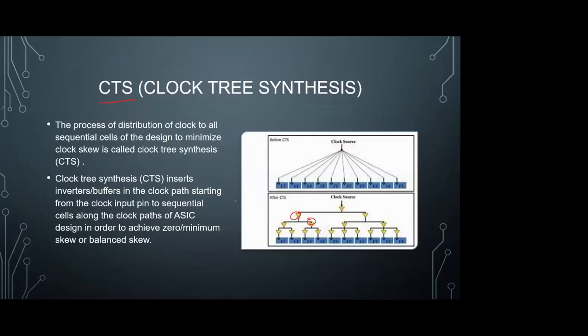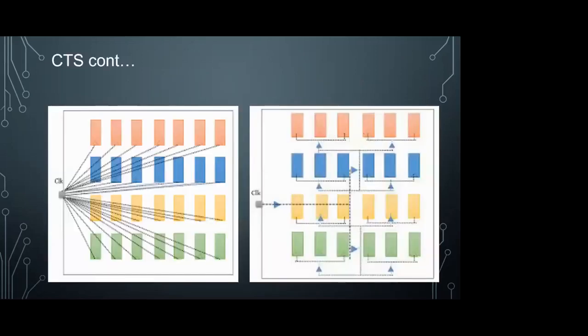So why inverters and buffers? There are two goals for us in CTS. One is the skew and the other is the latency. So this skew and latency should be minimum. So that is our target. Okay, so the same one.